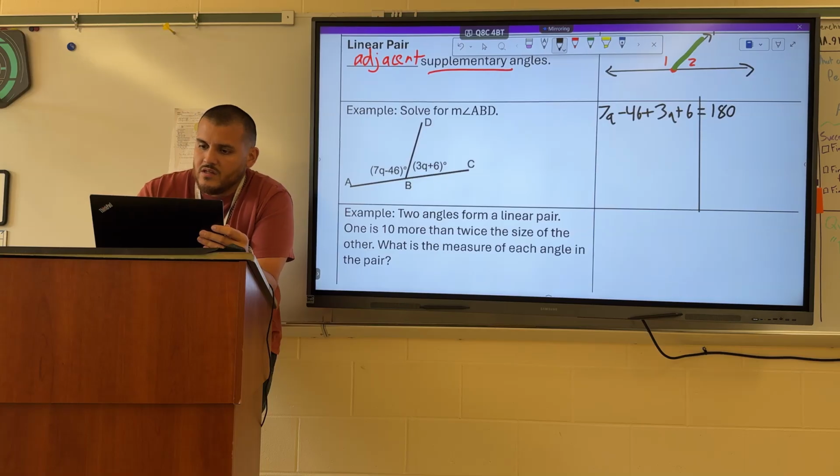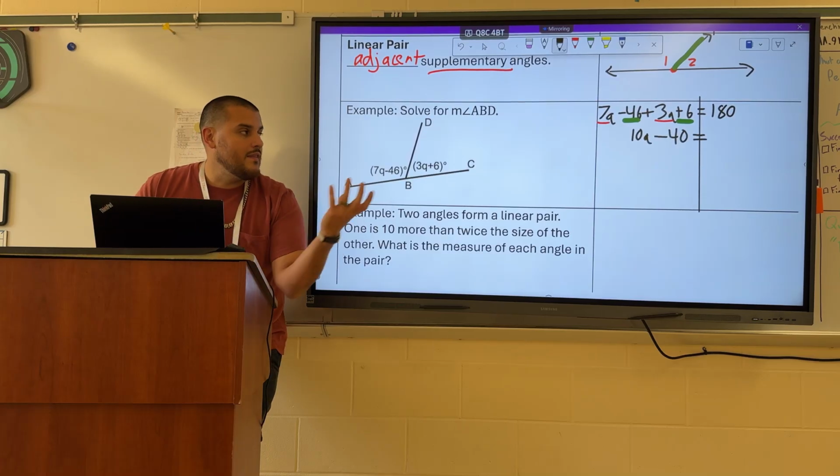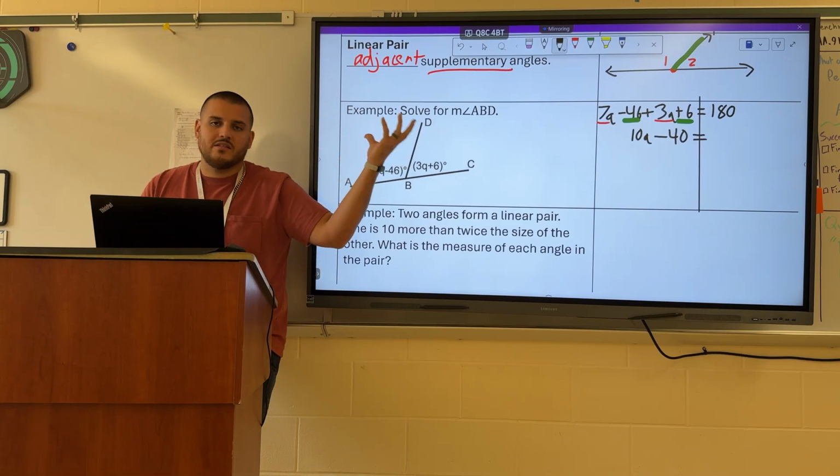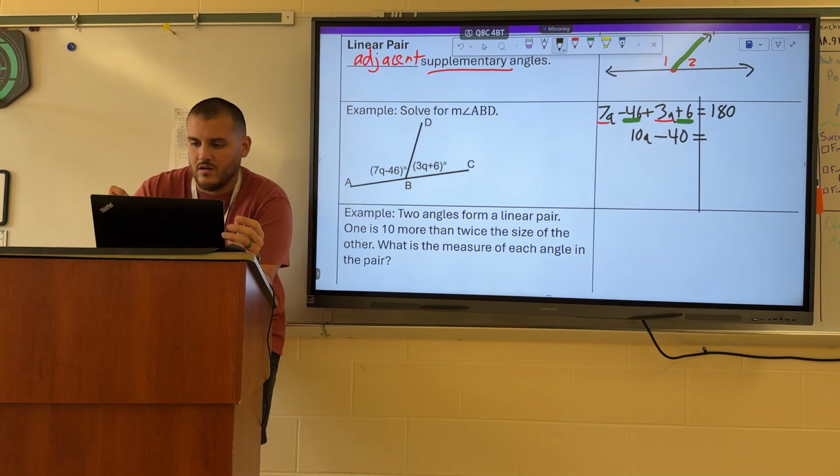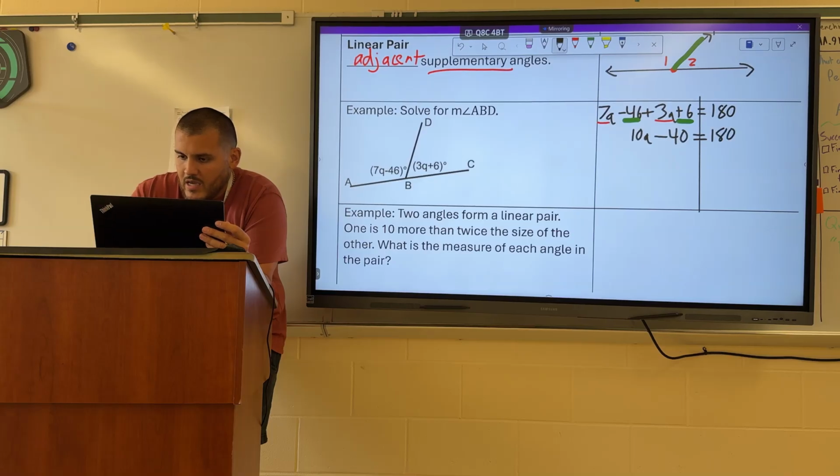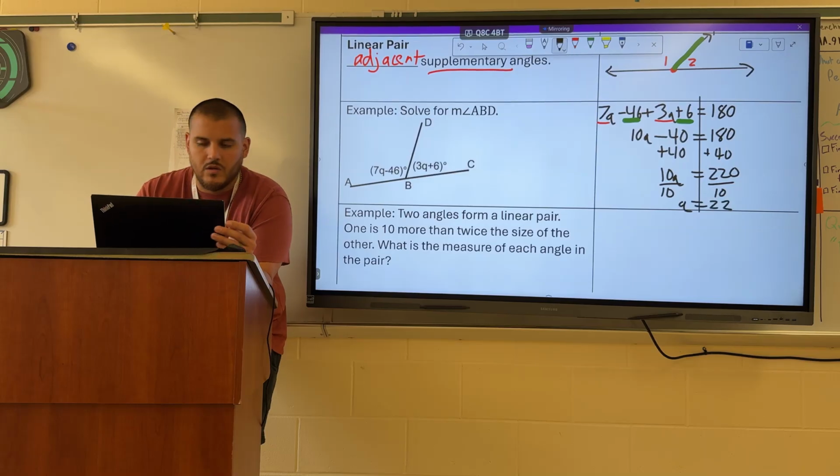Again, combining like terms, 7Q and 3Q on the same side of the equal sign gives me 10Q. Negative 46 and plus 6 combine to give me negative 40. Remember, when we're on the same side, we use the signs that we have. So that's negative 46 plus 6, giving me that negative 40. Still have that 180 on the right. Adding 40 to both sides helps us get our 10Q alone there on the left. So we end up with 10Q equals 220. And we can divide both sides by 10 to solve for Q, which would be 22 units.